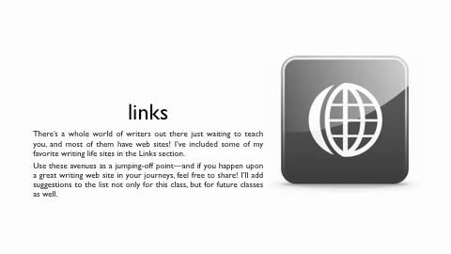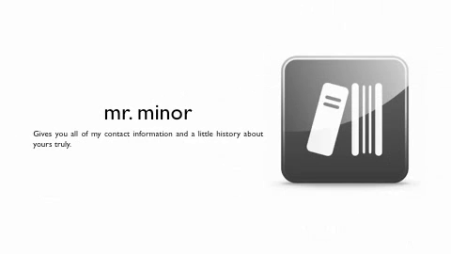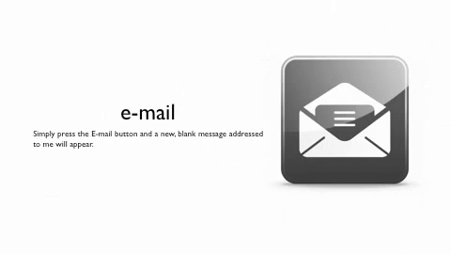If you absolutely need to know a little bit more about me, that's what the Mr. Minor button is for. This section will give you all of my contact information and a little history about yours truly. But if you just need to email me, you don't have to go through all that. All you have to do is simply press the email button and a new blank message addressed to me will appear. If you want to contact classmates, the address book function will do just that.